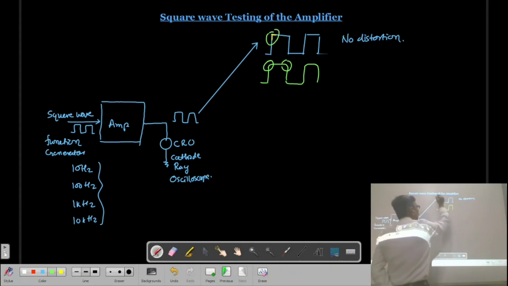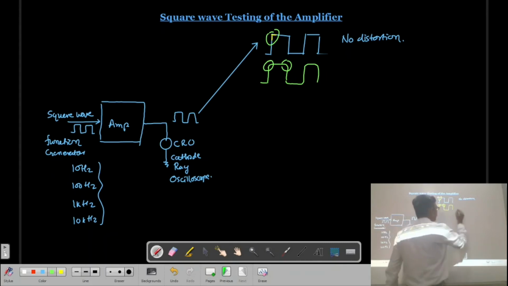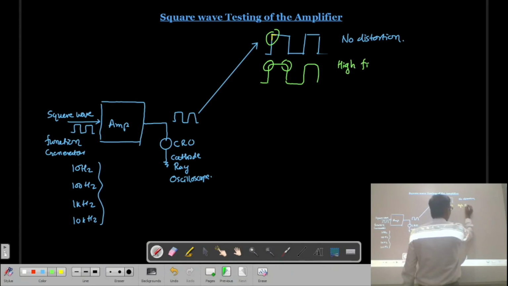This edge is very sharp, but in the amplified signal, if the edges are not sharp, it means there is a loss of higher frequency. Higher frequency is not amplified properly. So this is known as a high frequency attenuation.